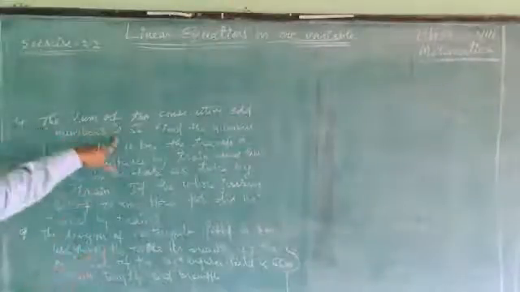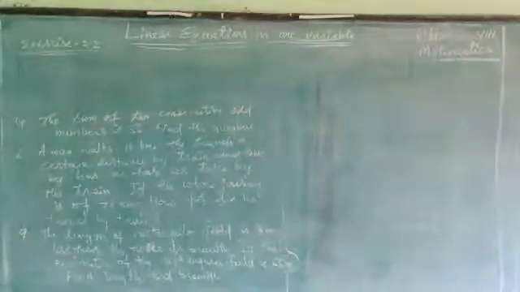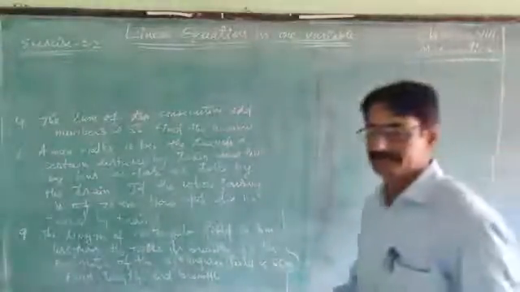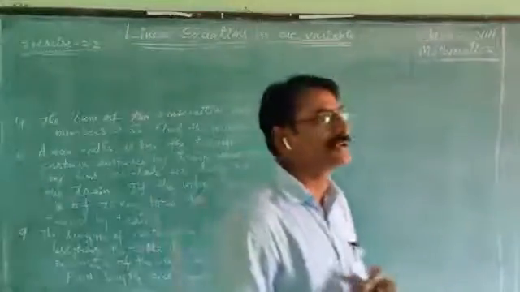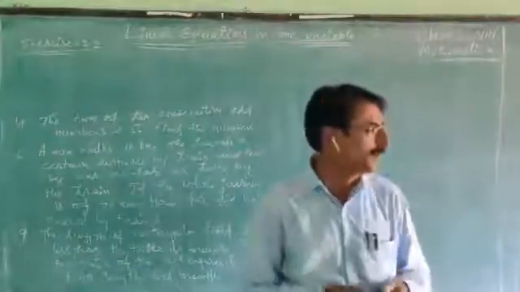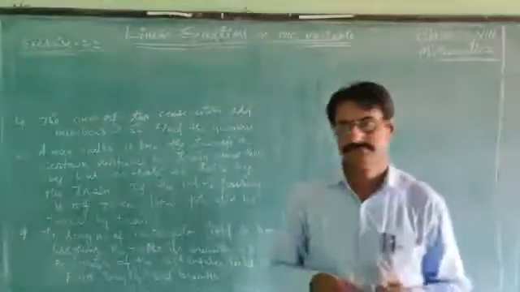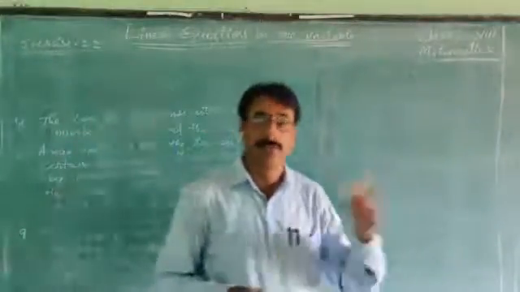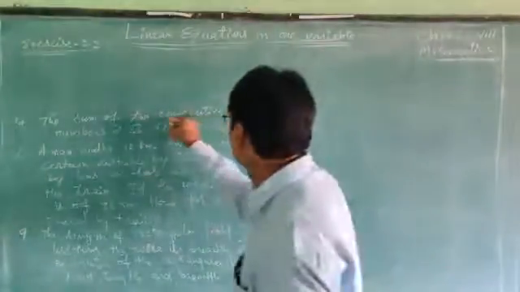Consecutive odd numbers. What type of numbers? Consecutive. Which are called consecutive numbers? The numbers which are side by side. For example, in natural numbers, 2 and 3, 3 and 4, 4 and 5, 6 and 7, like that. But here, which type of consecutive? Odd.